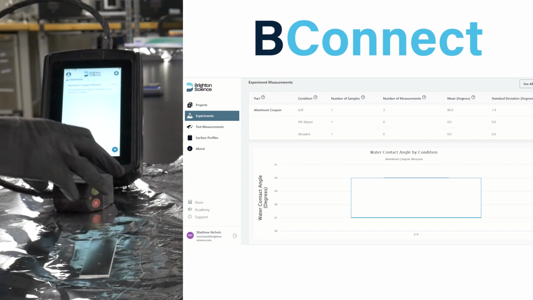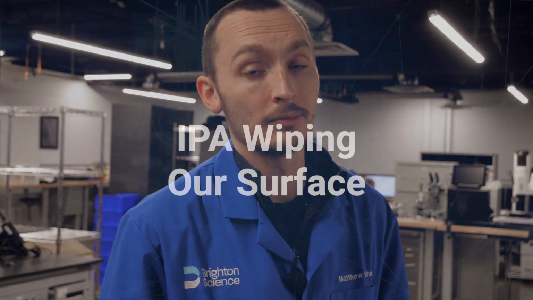Generally, a clean piece of aluminum would yield contact angle values of around 50 or below. The fact that we are around 90 degrees tells us that we've got a very low energy surface, which is likely indicative of surface contaminants.